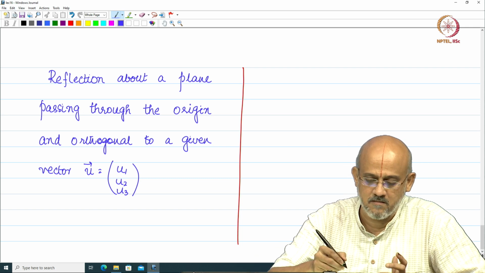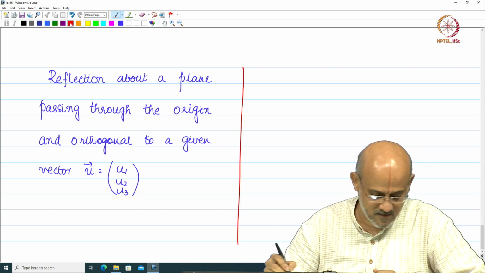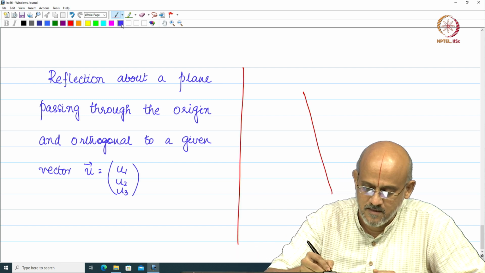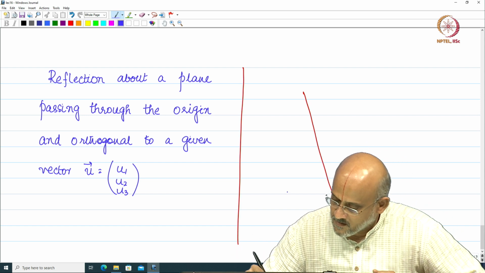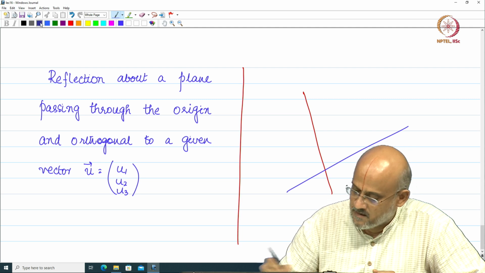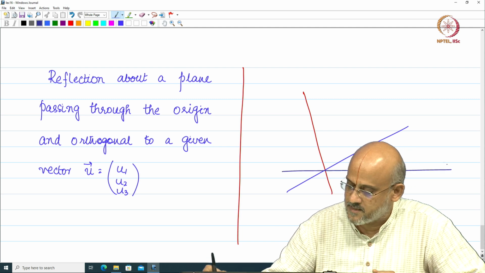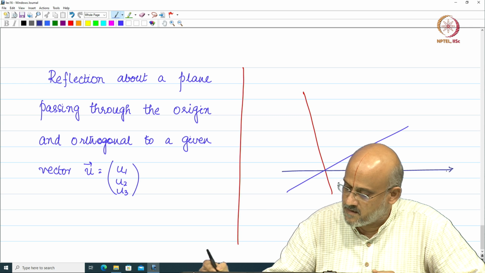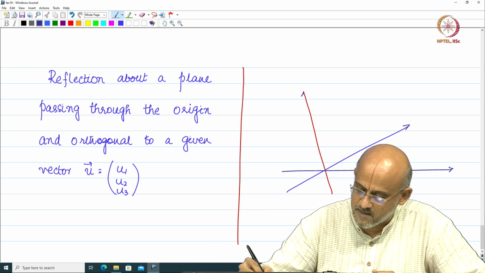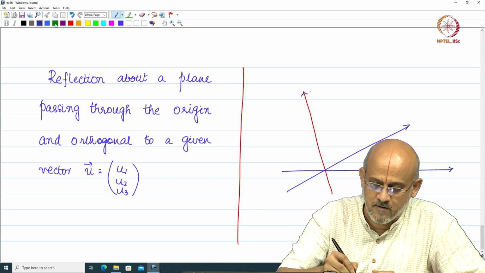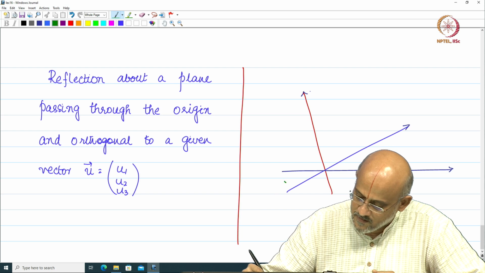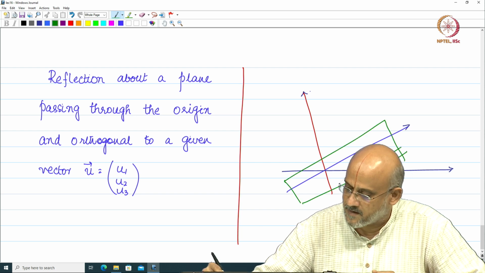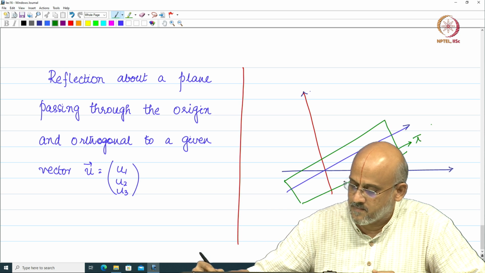Let us try to understand this graphically. I have, let us say, this E1 axis, E2 axis, and we have the E3 axis. So, let us mark this. This is E1, this is E2, and that is E3. Now, I am going to look at a plane which is passing through the origin. Let me call that plane pi.